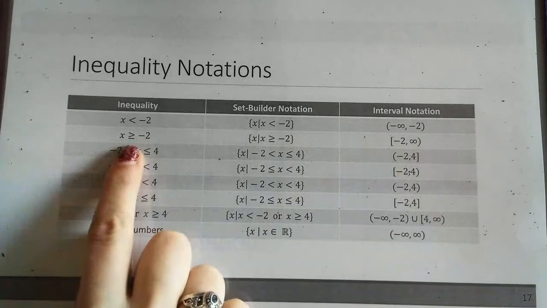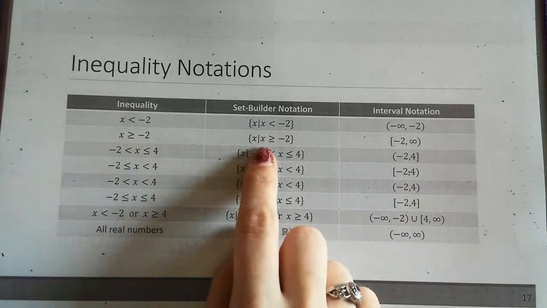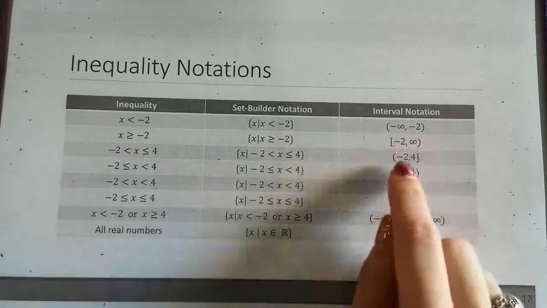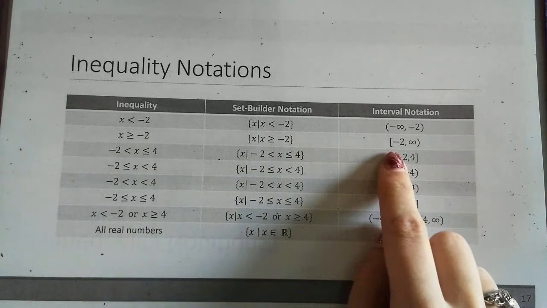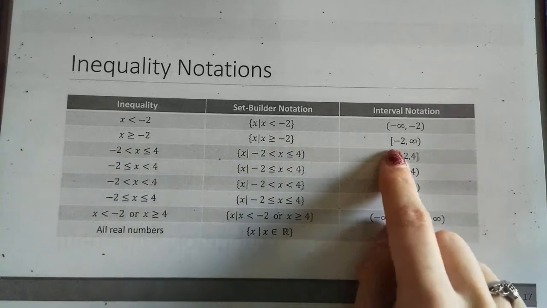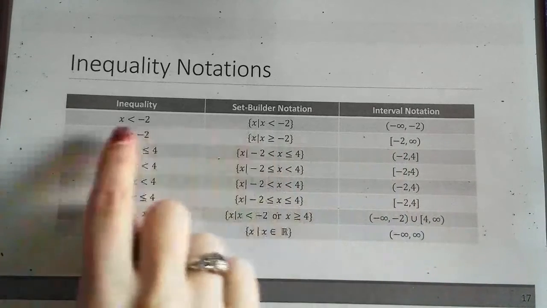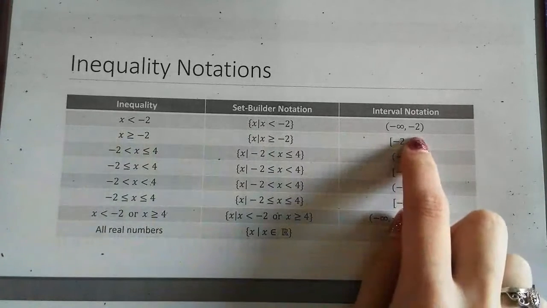If we wanted to look at x is greater than or equal to -2, our set builder notation would be the set of x such that x is greater than or equal to -2. In interval notation, that would be -2 to +∞. We get a square bracket on our -2 because x can be equal to -2. In the last example, x could not be equal to -2, so we used parentheses.